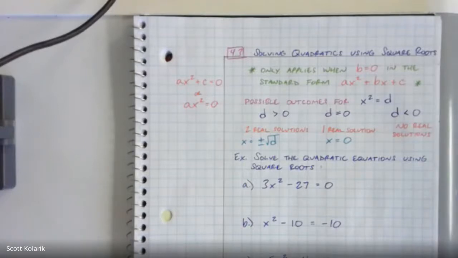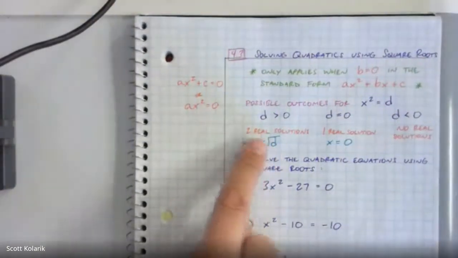So visually, what that would look like from section 2 would be my U shape, my parabola would cross the x-axis twice, right? And those values will be represented by whatever the square root of d is.